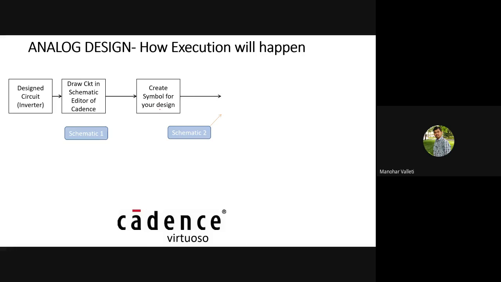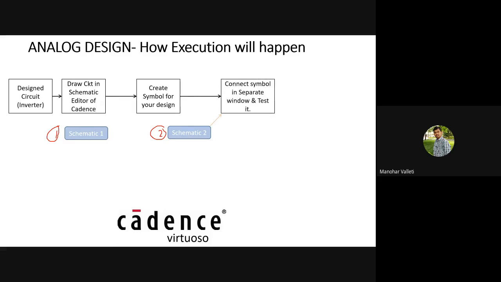So you will create a symbol for your design. Once you have created the symbol, you will take one more schematic window, not this one. This is schematic one. Once your design is properly connected and saved, you will close that window. Then you'll create a symbol for your design circuit, and close that window also. Now you will open one more schematic window, that is schematic 2. In the schematic 2 window, you will check your design.